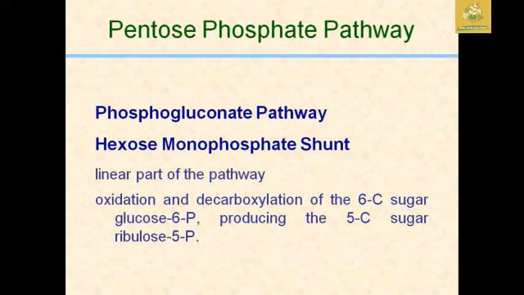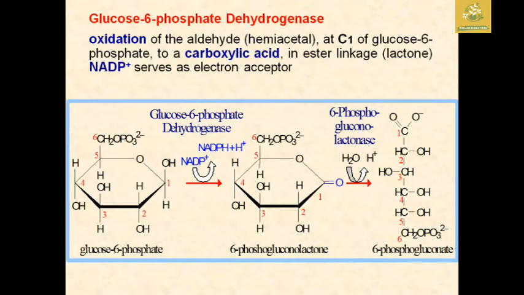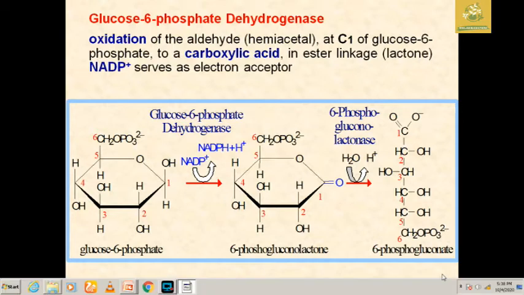While seeing about this pathway, it is known as a linear part of the pathway, the oxidation and decarboxylation of the 6C sugar glucose 6 phosphate, producing the 5C sugar ribulose 5 phosphate as the final product of this pathway. In the process, glucose 6 phosphate dehydrogenase acts on glucose 6 phosphate, and NADP plus is converted to NADPH, where NADP plus is an electron acceptor.